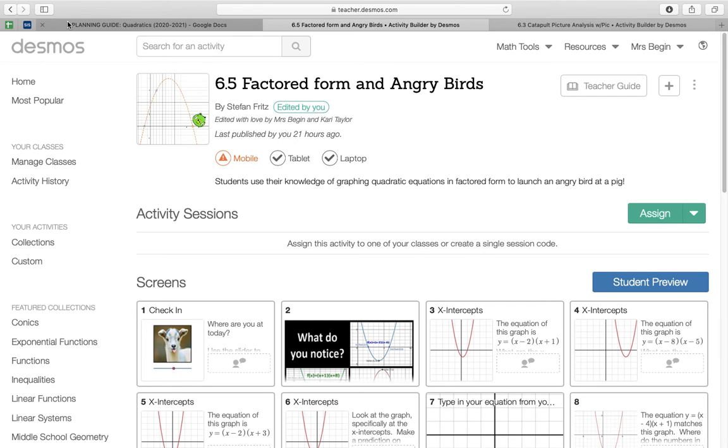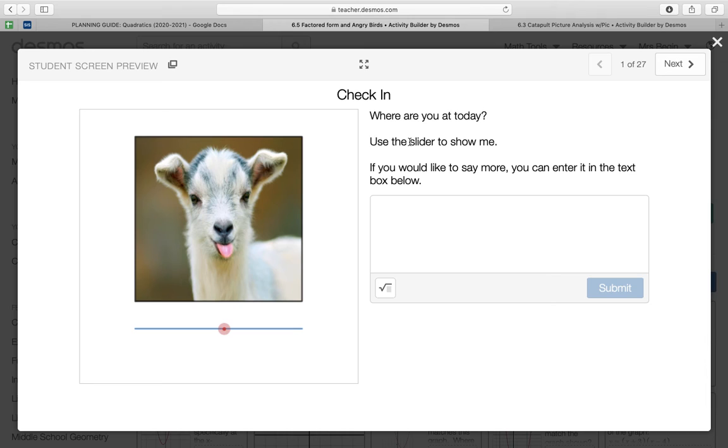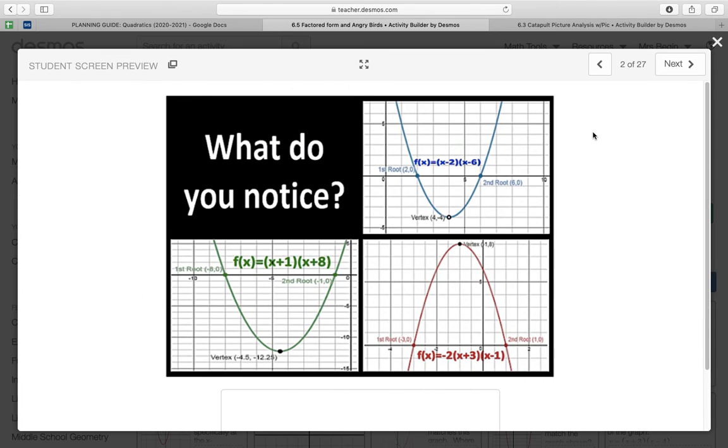We'll take a look at factored form of a quadratic. There'll be a link on Google Classroom that will take you to this investigation. There's a little check-in here. And then on this slide, what do you notice?